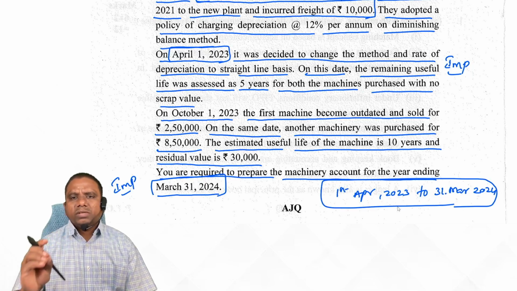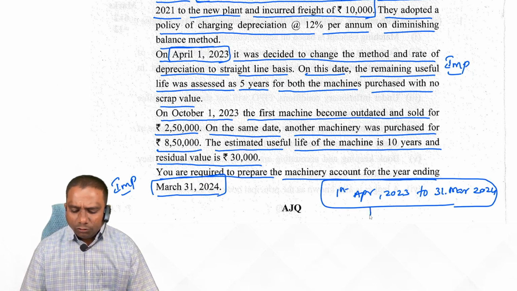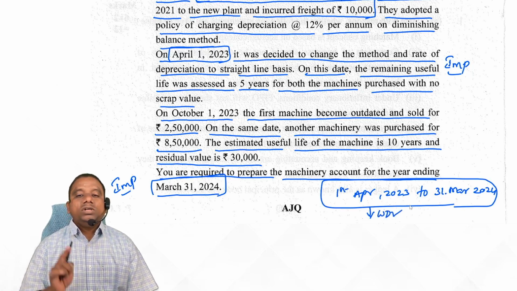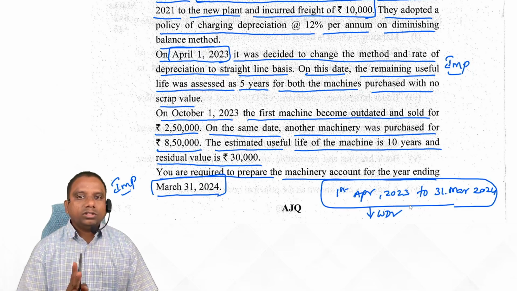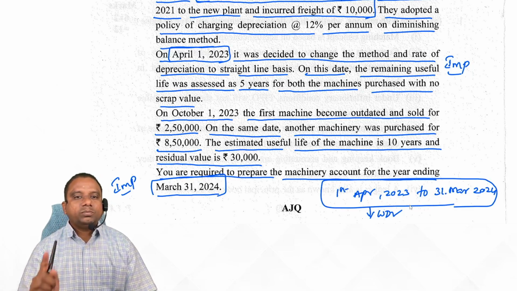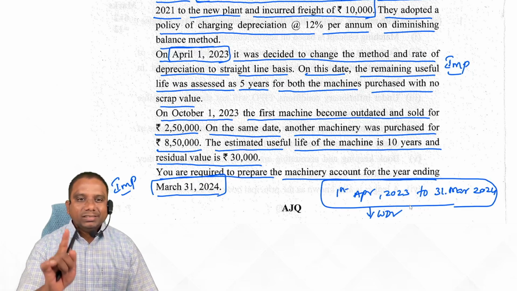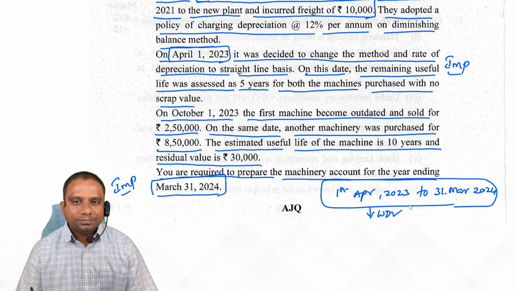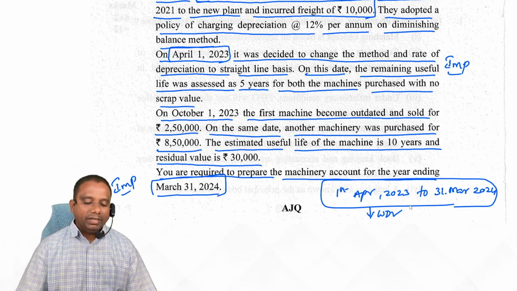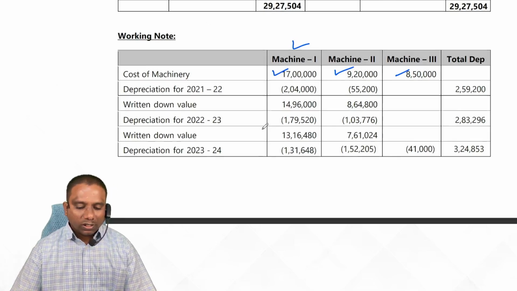Now, to prepare the machinery account, we should first calculate the WDV of both the machines, both the machines as on 1st April 2023. This is an important point in this problem. For that, you should calculate a working note. You should do the working note. Observe, students.